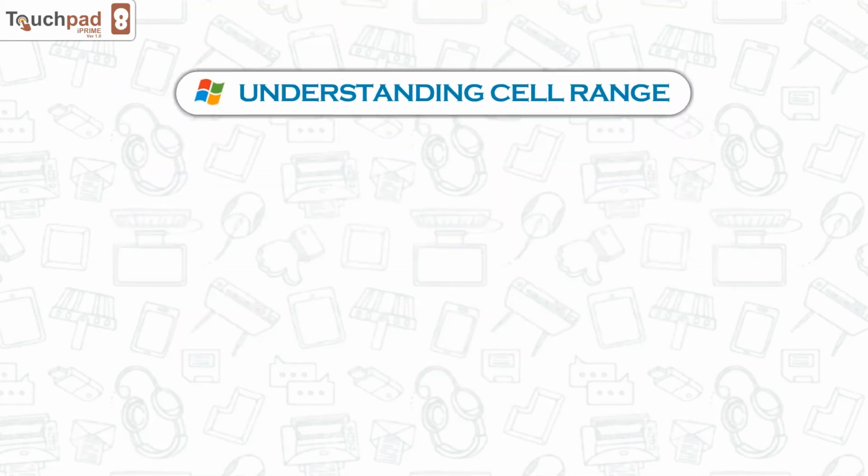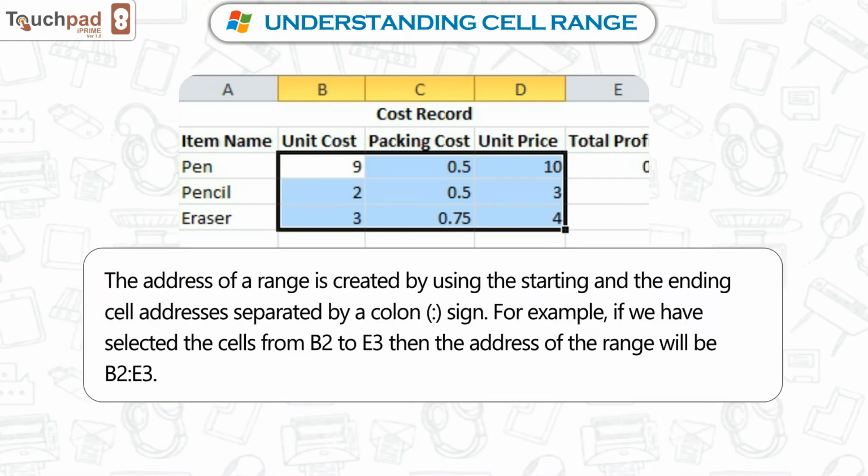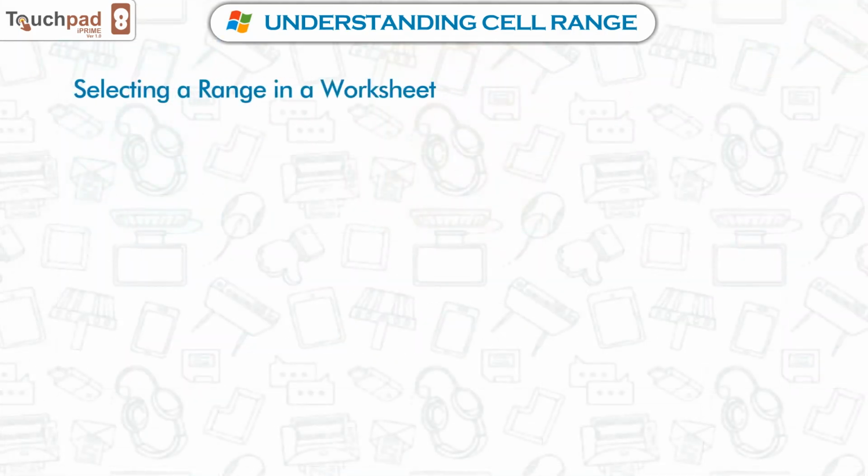Understanding cell range. A group of selected cells is called a range. The selected cells should be in continuation to form a range. When a range is selected in a worksheet, a rectangular shape is formed. We can use a cell range to perform a calculation on multiple cells. The address of a range is created by using the starting and the ending cell addresses separated by a colon sign. For example, if we have selected the cells from B2 to E3, then the address of the range will be B2:E3.